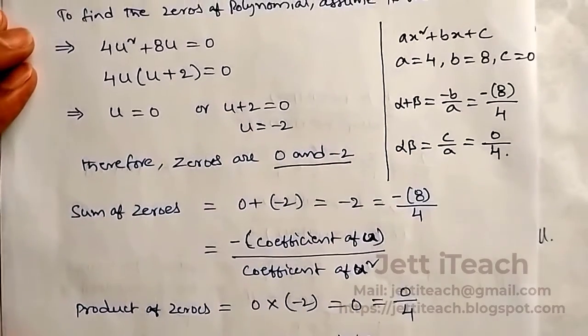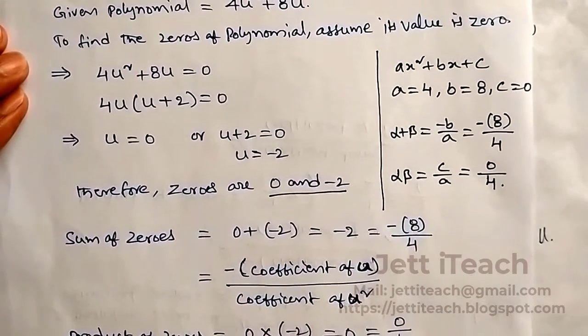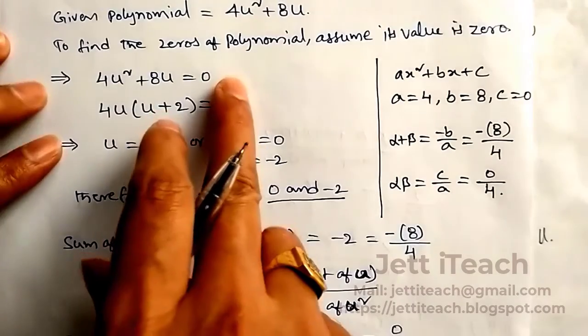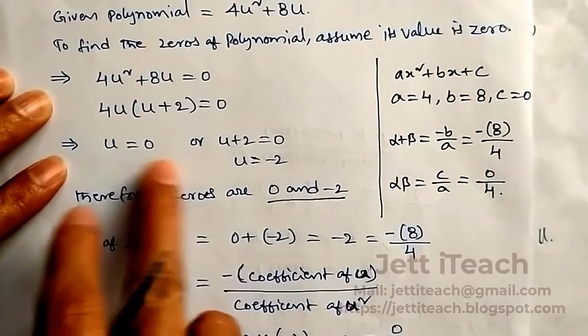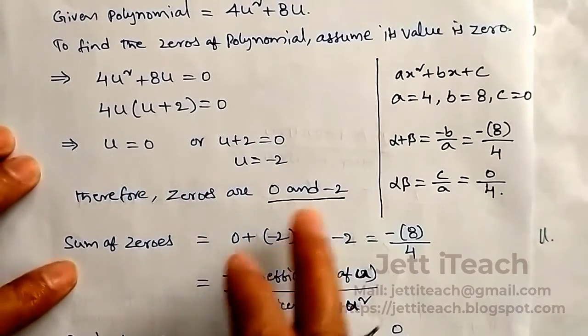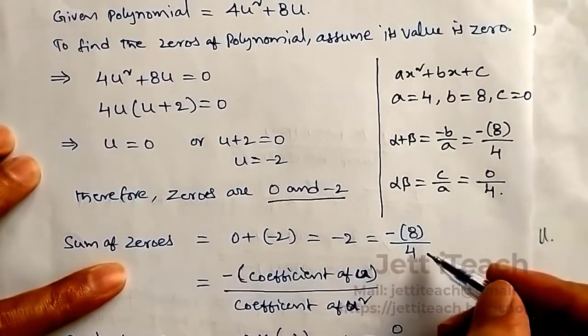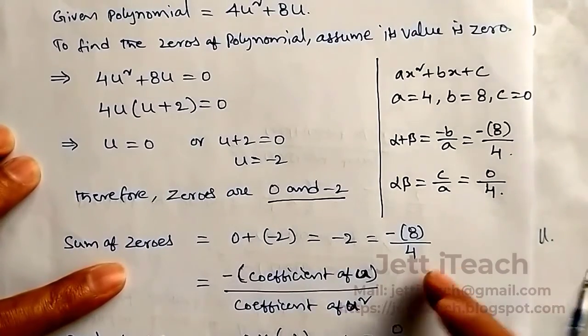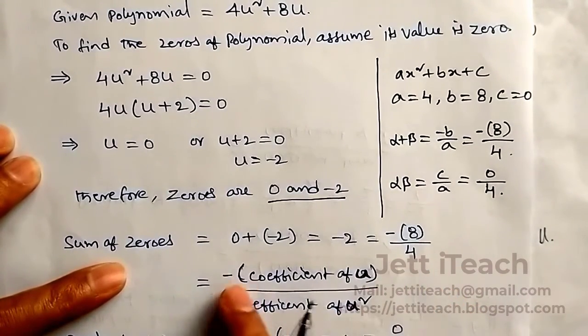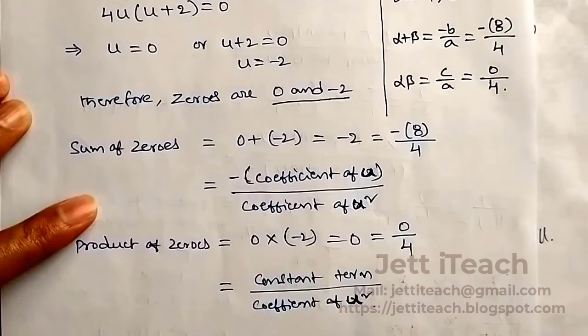I will explain this once. I wrote the given polynomial. After that I made it 0. So I found values of u, so that those are the zeros of this polynomial. Now the zeros of the polynomial, I got 0 and minus 2. I wrote in this way to match this one. After that I wrote minus coefficient of u by coefficient of u square. Then product of zeros, I got 0. I wrote 0 by 4 to match this one. After that I wrote constant term by coefficient of u square.